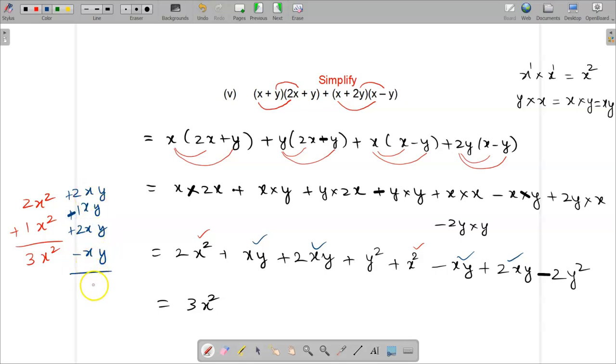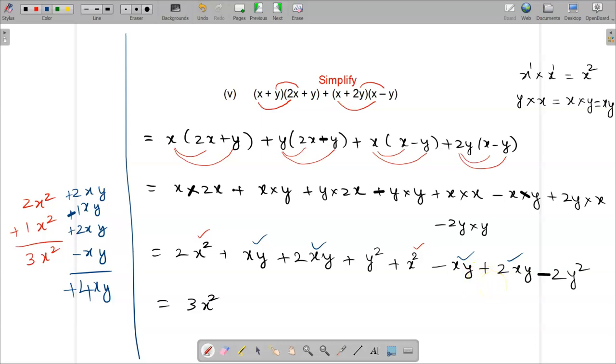So commonly what is the variable? xy. Okay, the common variable is xy. 2 plus 1 is 3. 3 plus 2 it is 5. 5 minus 1 it is what? 4. So it is plus 4xy. So when I combine these terms, I will get 4xy.